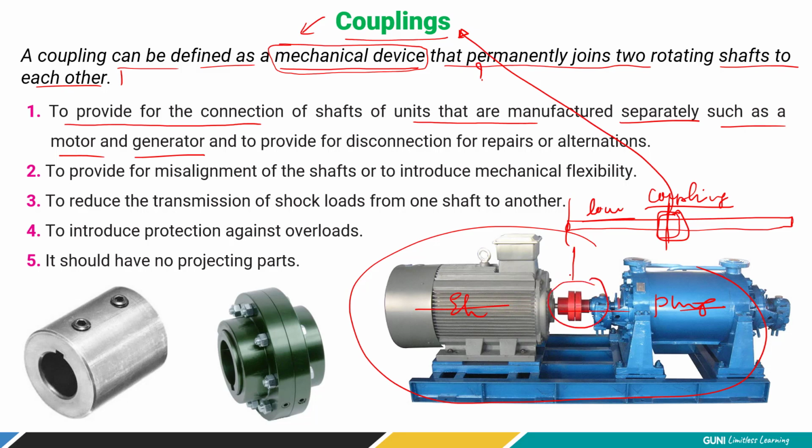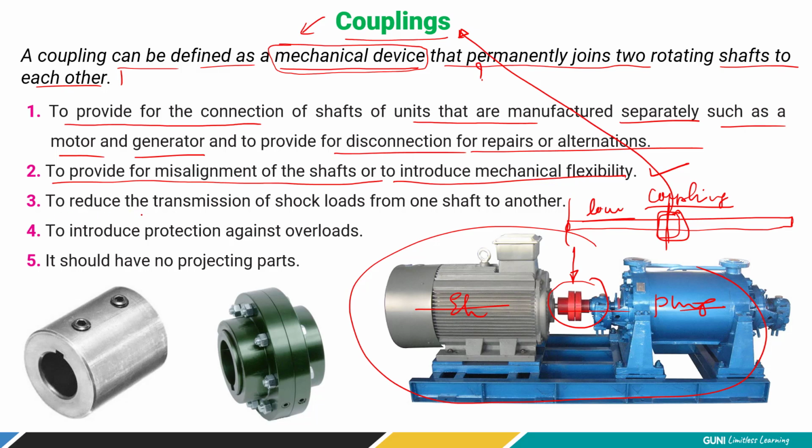Now a coupling has many functions and advantages. It accommodates misalignment of shafts. It also provides for disconnection, repair and maintenance. So it permits a little misalignment and introduces mechanical flexibility. This is only possible by a coupling.